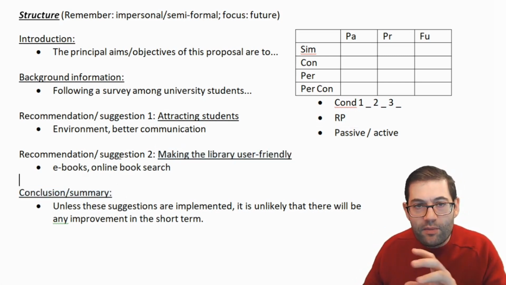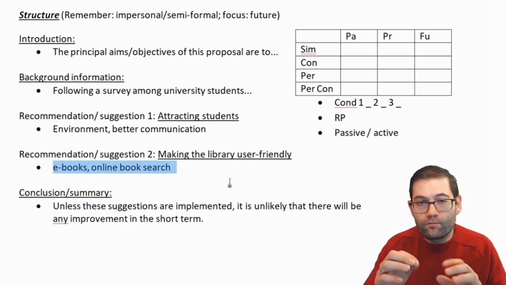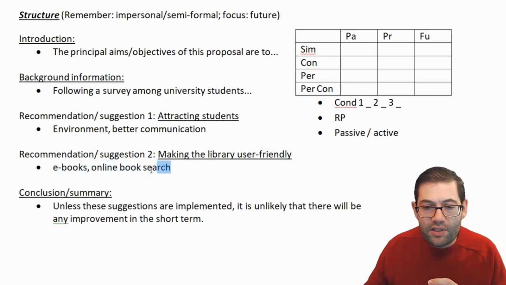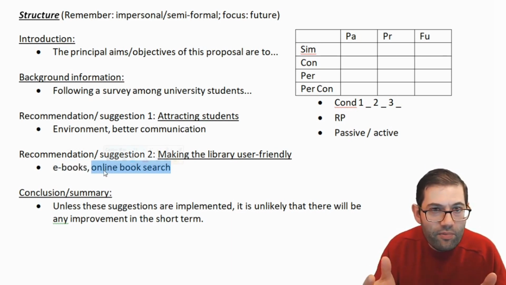So getting back to recommendation suggestion 2, which is making the library more user friendly. Once again, it's the same idea. I've created the potential for a discussion. So online book search could be quite simple to implement. This is just an online computer program.